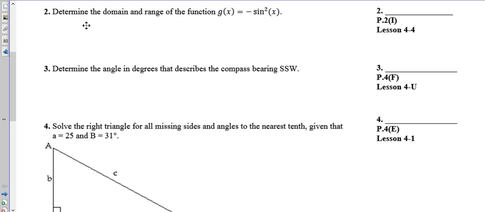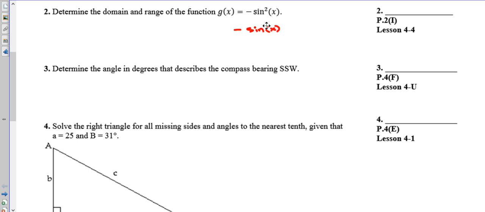All right, number 2. Determine the domain and range of the function g of x equals negative sine squared x. To type in sine squared x, we can't just type in the calculator sine squared and then the x. It doesn't work in that order. The way we're going to have to do this is the calculator will make it look like this. It puts in parentheses automatically, and you do the squared.